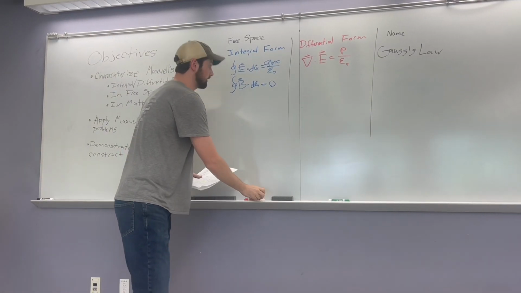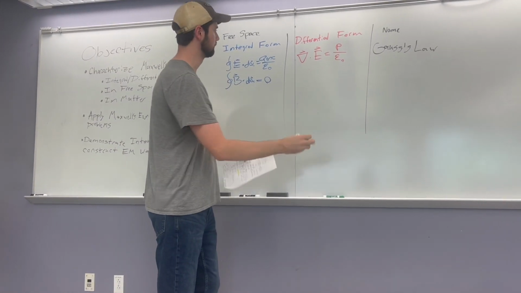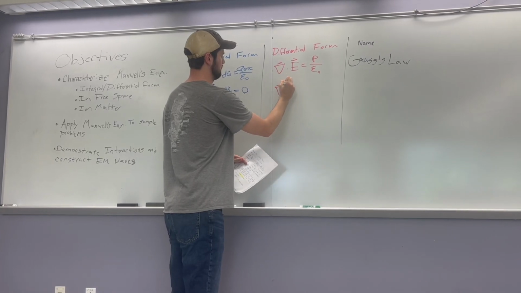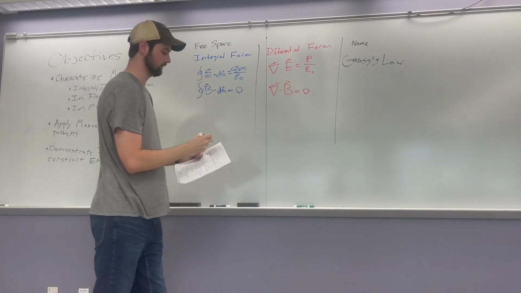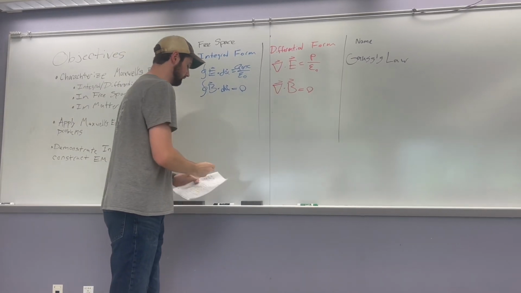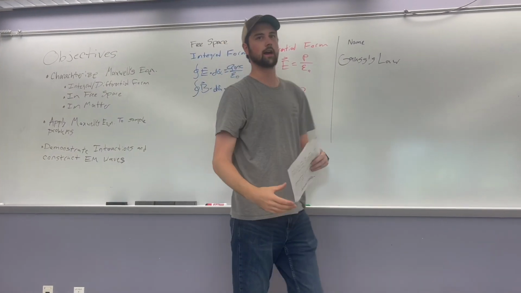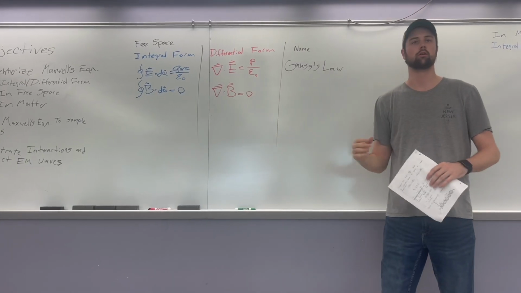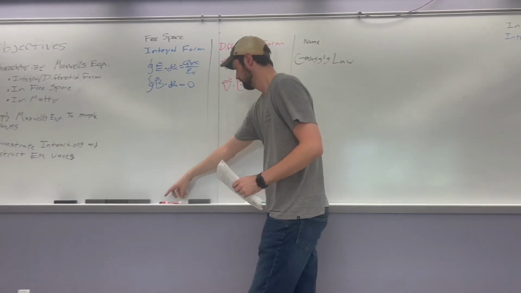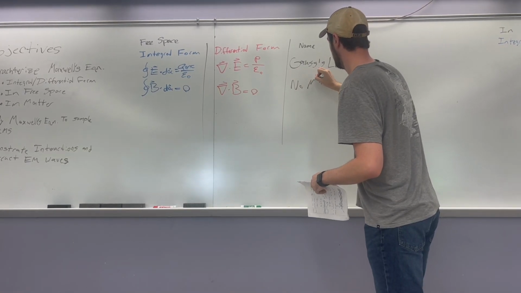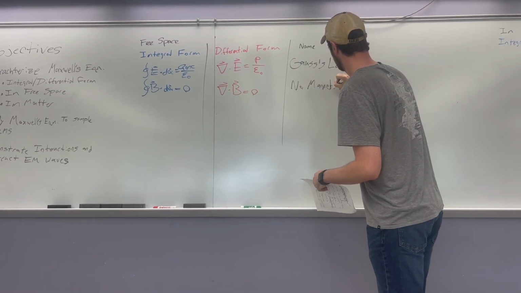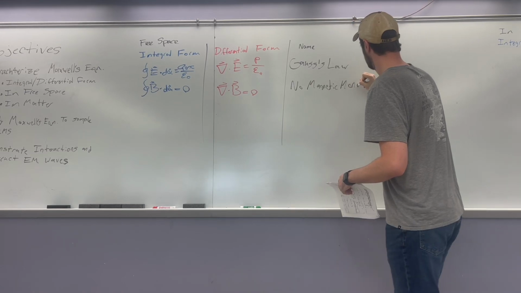And by that logic, the differential form will read like this. Both are equal to 0, and this tells us very clearly that there is no monopole interaction. A magnet with just one pole does not exist. And that is no magnetic monopole.